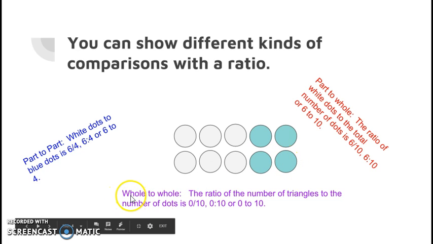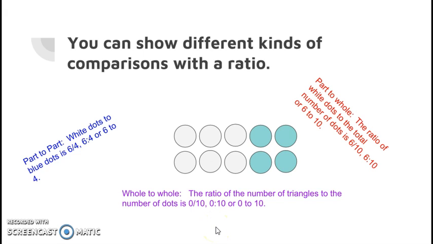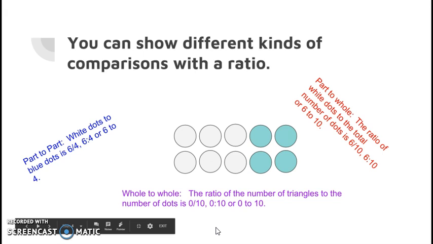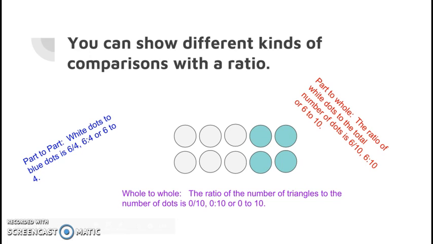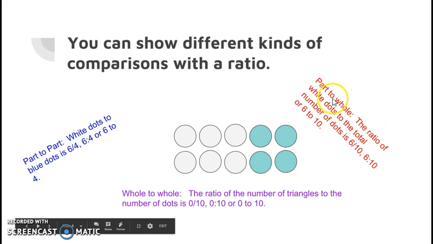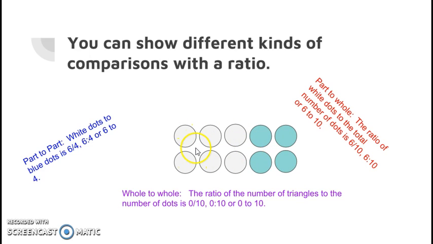The second kind of comparison would be whole to whole. The ratio of the number of triangles to the number of dots. We do not see any triangles in our picture, so the 0 would represent the number of triangles, and 10 would represent the number of dots. So that would represent a whole-to-whole comparison. Here we would do part to whole. So if I wanted to know the ratio of the white dots, which we already know is 6, to the total number of dots, which if we count those, we see 10, the ratio would be 6 to 10.